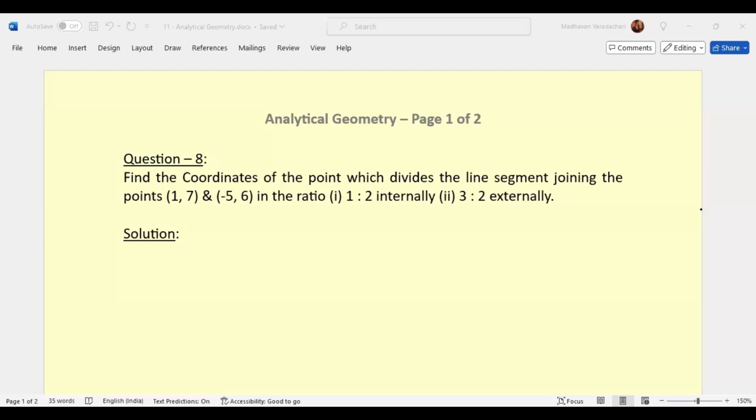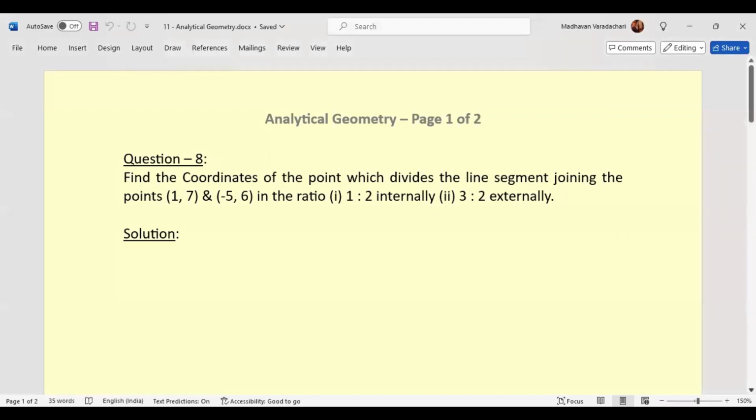Hello everyone. In continuation to the topic analytical geometry, this is question number 8. Find the coordinates of the point which divides the line segment joining the points (1, 7) and (-5, 6) in the ratio: number 1, 1:2 internally, number 2, 3:2 externally.